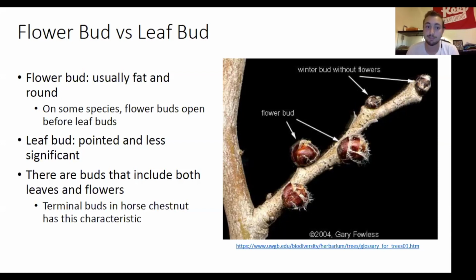A leaf bud is usually pointed and less significant, so in the sample in our picture, you can tell the difference between the flower and leaf bud. They're distinctly different sizes. But they can get confusing sometimes because some buds have both. We'll actually see an example of that when we get to our American beech. But a really classic example is when horse chestnuts' terminal bud unveils the really big compound leaves with these amazing flowers. It all comes out of just one bud. So sometimes there isn't a difference and it's just the same bud. But I just wanted to talk about that for a second because of the question from last class.